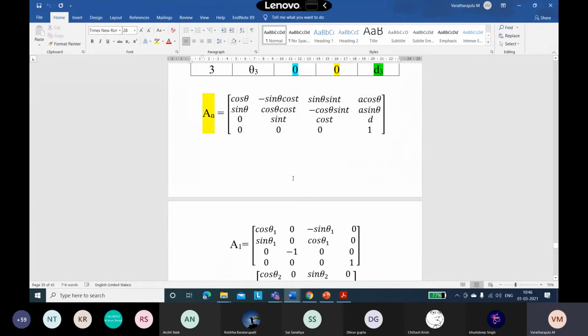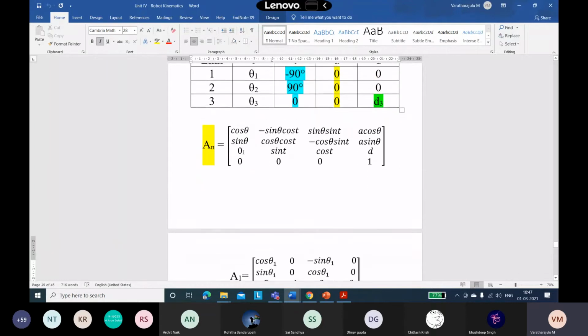Cos of minus 90 becomes cos of minus theta, which becomes cos theta. Therefore, cos 90 becomes minus the cos 90. The cos 90 is equal to 0. Therefore, the second term is 0. This is also 0. Sin of minus theta becomes minus sin theta. Therefore, minus 1 will get minus 1. And similarly, we are getting minus sin theta here, cos theta 1. This was the A1 concerning link 1.